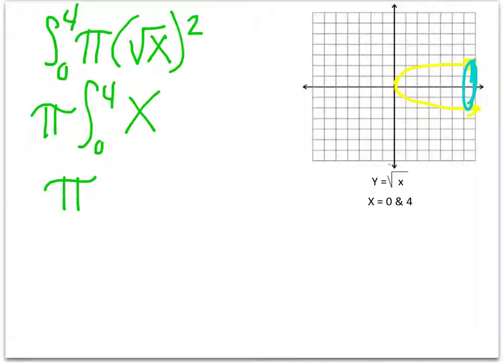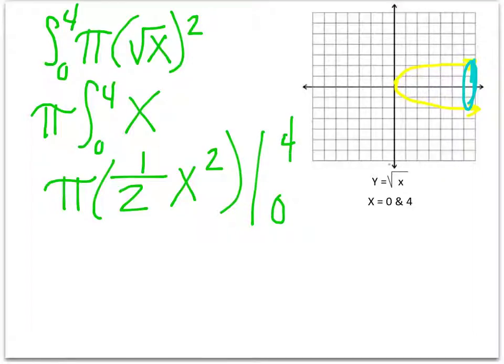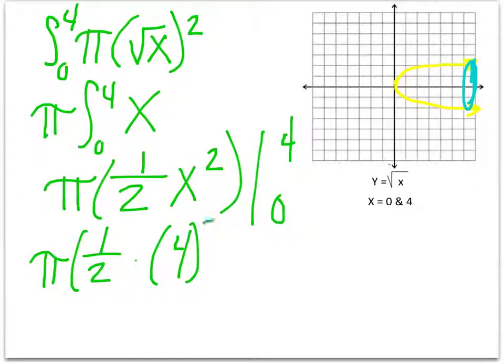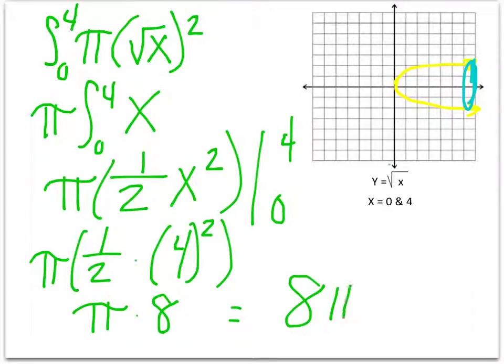So then we solve this, and we get pi, and 1/2 x squared is the antiderivative of that. We are solving in between 0 and 4. So we start with the pi, 1/2 times 4 squared. 4 squared is 16, 1/2 of 16 equals 8, so we have pi times 8, which is just equal to 8 pi, because it's typically better to keep things in exact form. And that would be your final answer, so it's a lot easier than it looks.